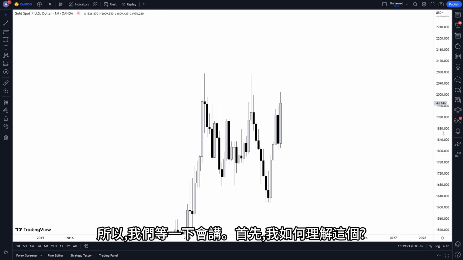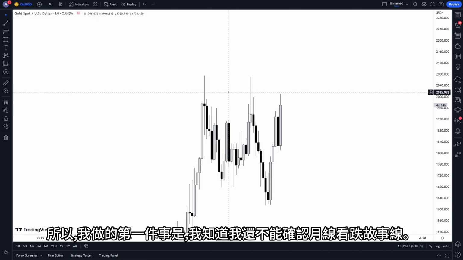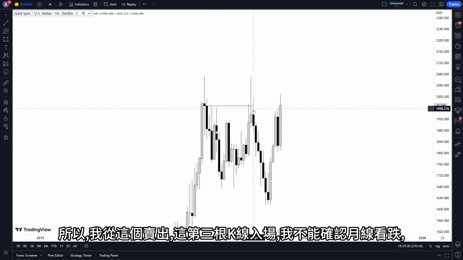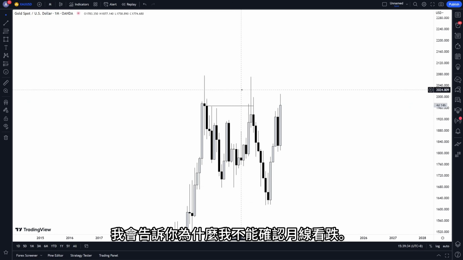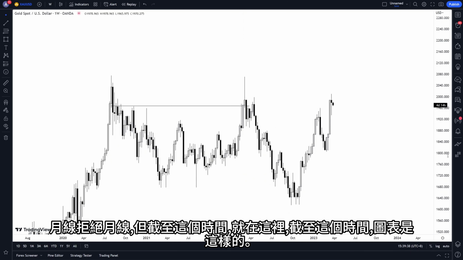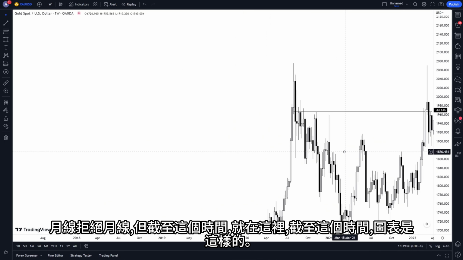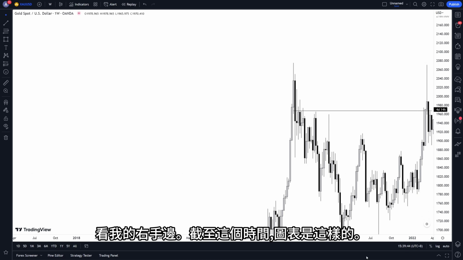First thing is, how did I understand this? What I did, first of all, I knew that I could not confirm a monthly bearish storyline as of yet. So I took the entry from this sell, this third candle, and I couldn't confirm the monthly bearish. I'll tell you why. Monthly rejected monthly, but as of this time, right here, the charts were like this. See on my right hand side, as of this time, the charts were like this.